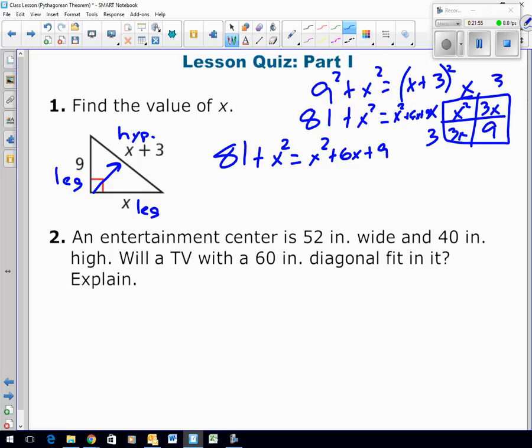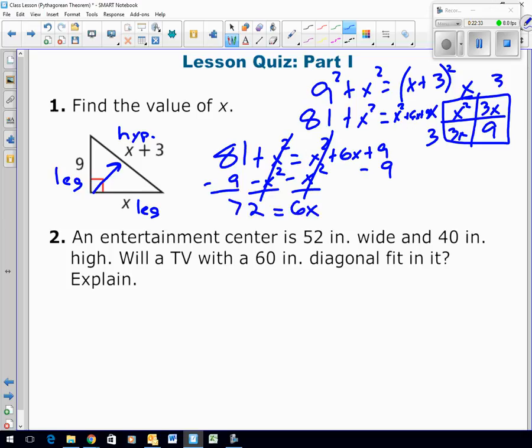All right, Jamie, I'm solving for x, right? Help me out. What do I do? I've combined all the like terms I can. Correct. What do I do now? I subtract x squared from both sides. That would eliminate x squared. What else do I do? Subtract 9 from both sides. I get 72 equals 6x.